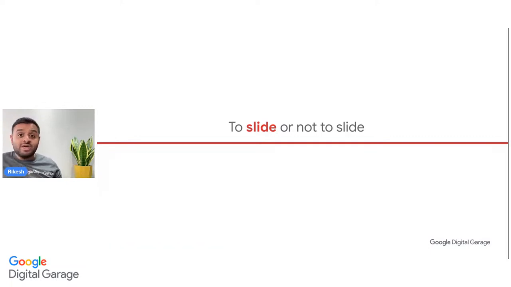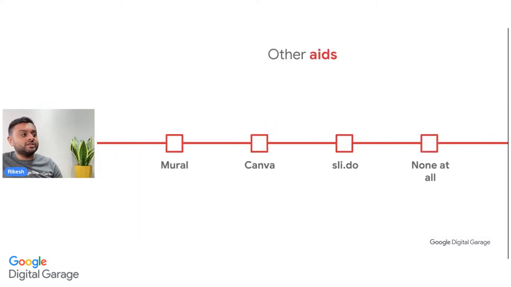Now, there are other aids and tools out there that you could consider. You've got the likes of Mural, which is a fantastic digital collaboration tool. You've got Canva. I know some of you mentioned earlier on, when we talked about memorable presentations, the likes of infographics, visuals and pictures. That's where Canva is very useful. It's a fantastic graphic design tool that you can utilize.